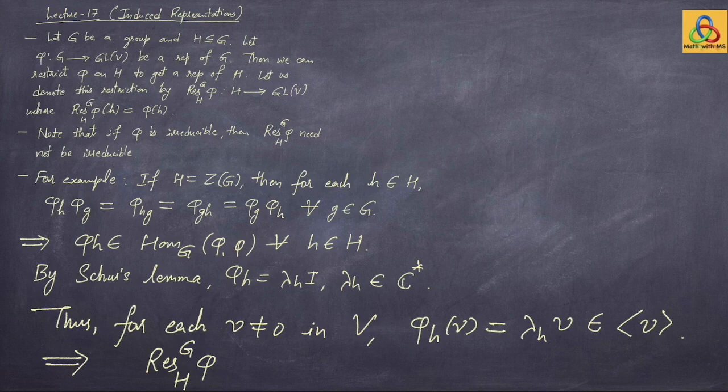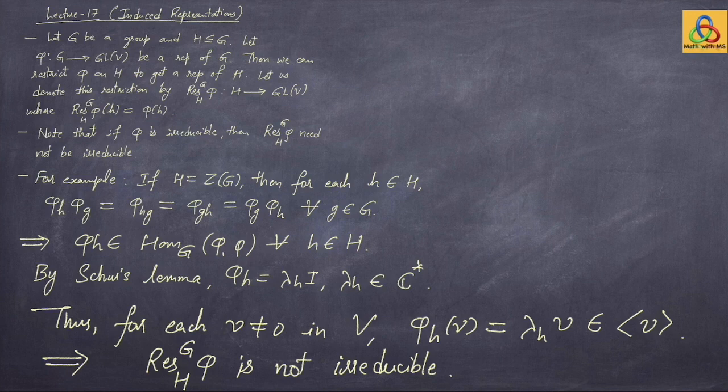So the restriction of an irreducible representation need not be irreducible. Most often it is not irreducible. All right, now we want to go in the other direction. That is, given a representation of a subgroup H of a group G, we want to extend it to a representation of the whole of the group.